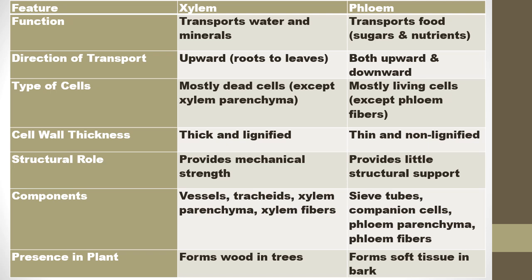So this is all about the differences. So we can think of xylem as a water pipe and phloem as a food delivery system in plants. Both are essential for plant survival, just like our veins and arteries help in the circulation of blood. So this is all about plant tissue. With this, we conclude our topic plant tissue. Thank you.